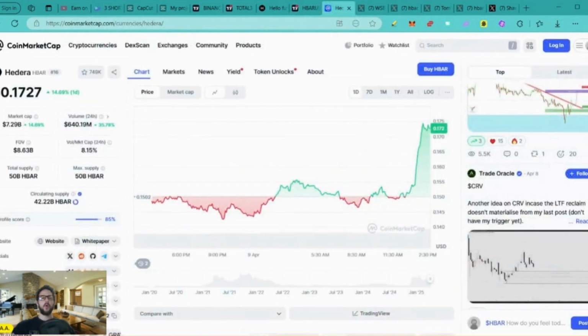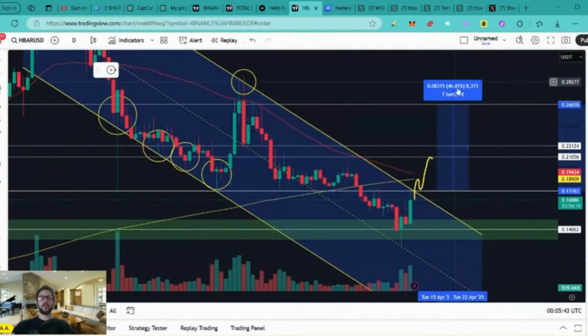HBAR has a market cap of over 7.29 billion. It's a heavy token, and therefore, it needs a lot of liquidity to flow into it in order to move. It's not going to move easily, guys. That's why a 46% move out of HBAR is huge.